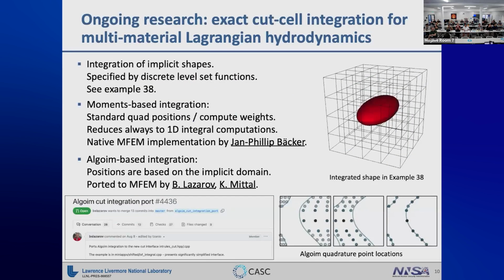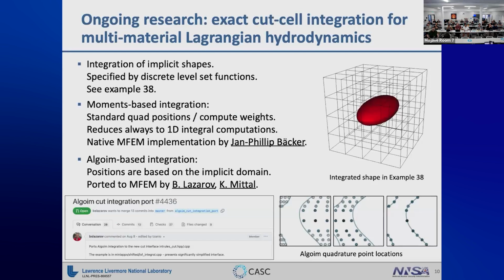The last topic for Lagos we've been looking at, in a similar spirit of embedded methods, is cut integration. So again, you have something like this: a zero level set cutting through the mesh. Can we integrate exactly?